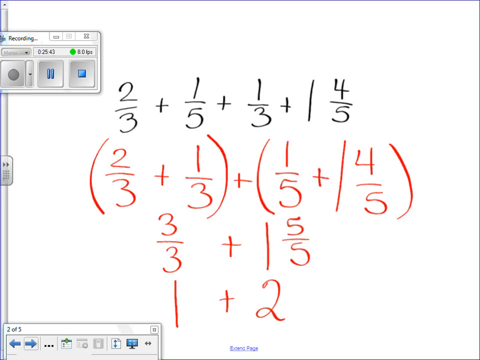Are you writing this down? So 1 plus 2 is 3. And at any point, did we have to do any common denominator work? No. So we saved ourselves. That's so simple. Now, is it always going to work out this way? No. Sometimes you're going to have to find a common denominator, but if you can group some stuff up and only have to find a common denominator for 2 fractions instead of 4 or 5, it's great.